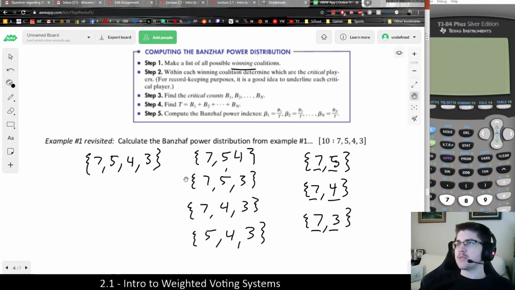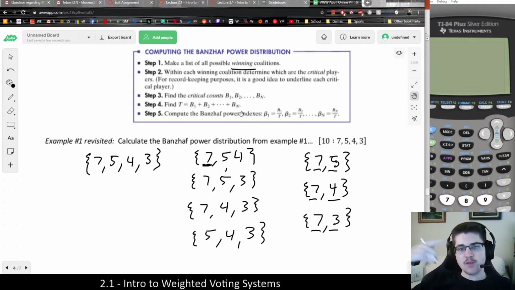So let's check with 7, 5, and 4. Notice that in these coalitions 7 is critical because if 7 were removed, that would only leave us with 9. But if either 5 or 4 were eliminated, and again always only one at a time, it wouldn't matter because 7 and 5 or 7 and 4, those are both winning coalitions. So in this coalition, only 7 is critical, neither 5 nor 4, since if we remove either 5 or 4, the weight would still be either 11 or 12, which would pass the quota.